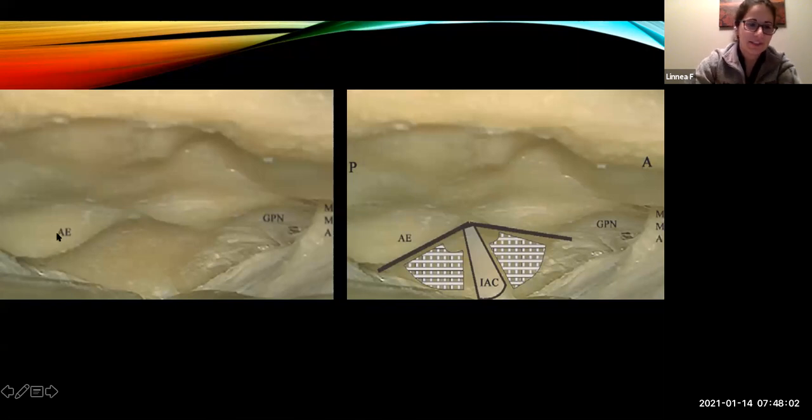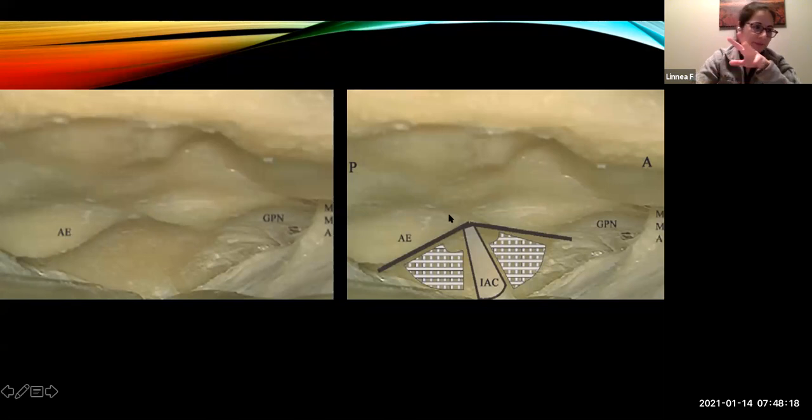It is weird stuff. So here's your arcuate eminence. Again, it marks out the superior semicircular canal. As you're moving posterior to anterior, you're getting into your greater superficial petrosal nerve. And your middle meningeal artery here is the anterior limit of your dissection.